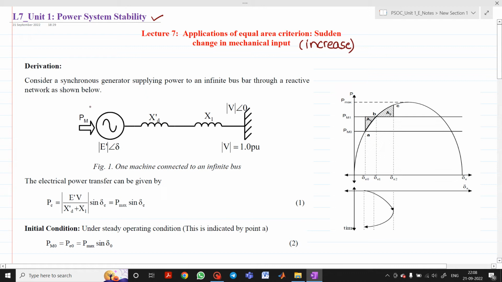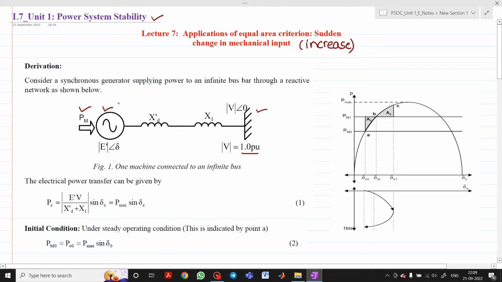So let us consider that there is one generator which is connected to an infinite bus bar. The generator has an input mechanical power which is represented by Pm. Then E dash at an angle delta is the voltage of the generator with load angle delta. Xd dash is nothing but the reactance of the generator. X1 is the transmission line reactance, with infinite bus bar voltage denoted as V equal to 1 per unit at an angle 0.